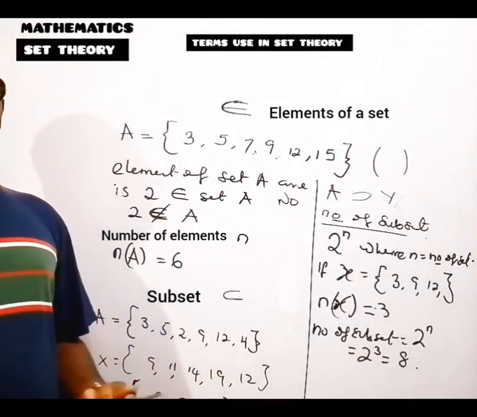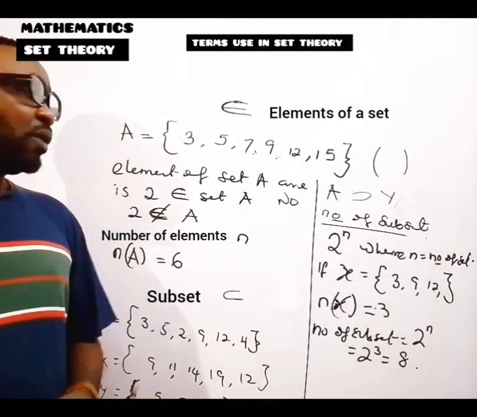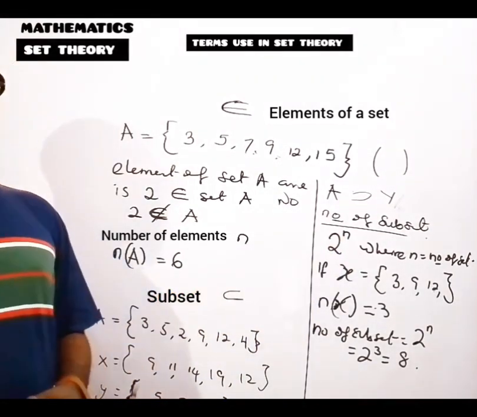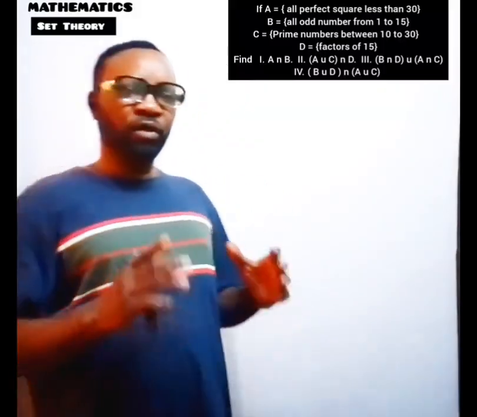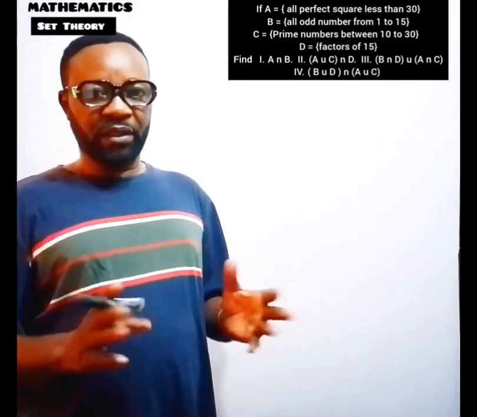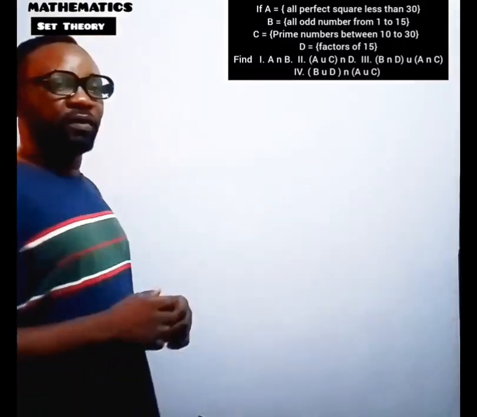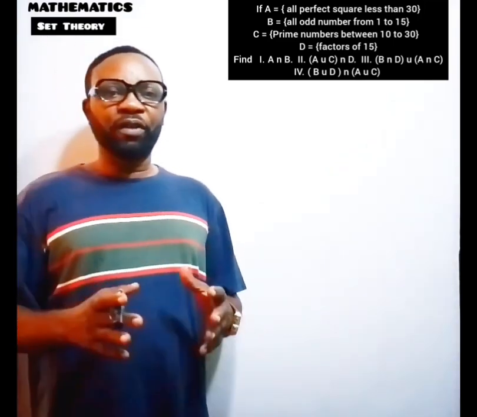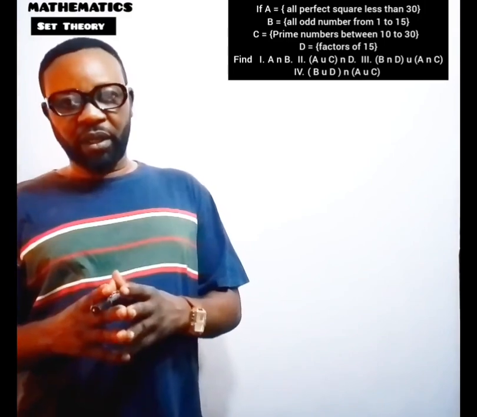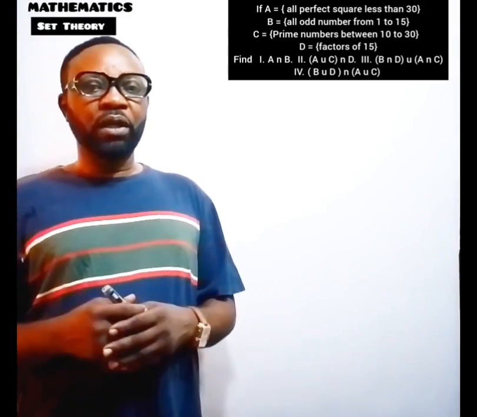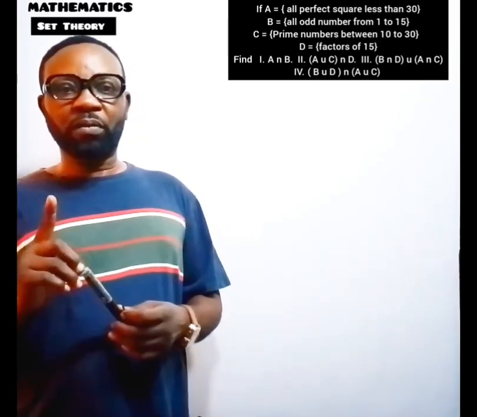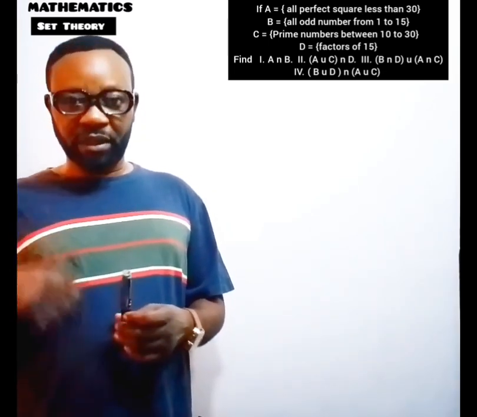Now, how do we identify the number of subsets without making use of this mathematical expression? For instance, the question we have here gives us the values of sets A, B, C, D. Now, A is given as all perfect squares less than 30. What is a perfect square? A perfect square is gotten when a particular number is multiplied by itself.